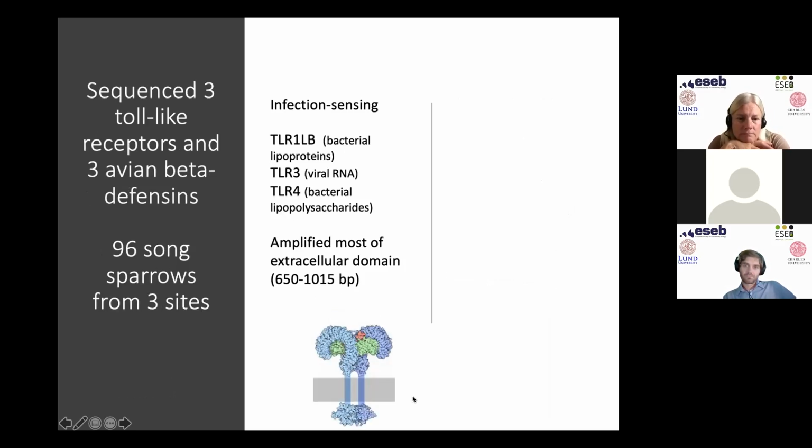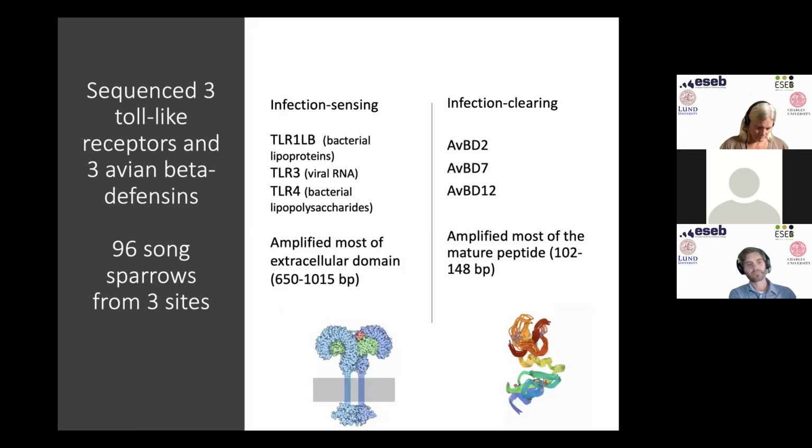So to test this hypothesis, my trainees sequenced 3 toll-like receptors, as well as 3 avian beta defensins in song sparrows living in 3 geographic sites in Ontario, Canada. So toll-like receptors, as we've heard, are involved in sensing infection, and for these, we amplified most of the extracellular domain, a region that's especially expected to be subject to balancing selection. We also sequenced 3 avian beta defensins, and for these, we were able to amplify most of the mature peptide.